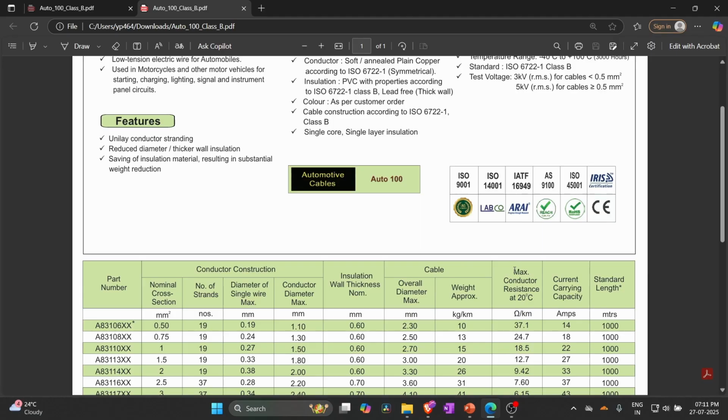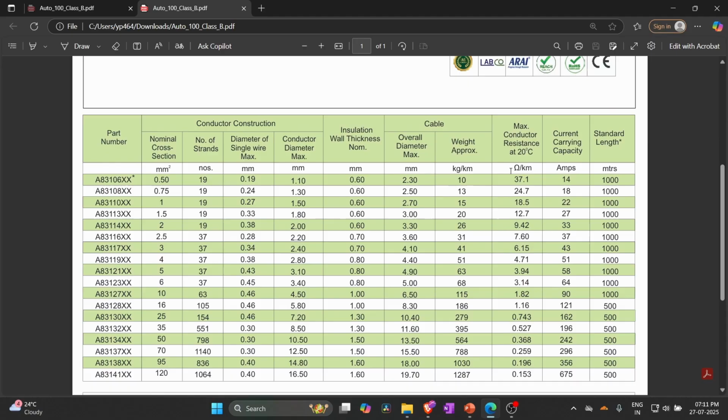Another factor is the maximum conductor resistance at 20 degrees Celsius. This is the resistance of the wire, which is given in ohm per kilometer. So the 0.5 square mm wire has a resistance of 37 ohm per kilometer, and the ampere carrying capacity is 14.